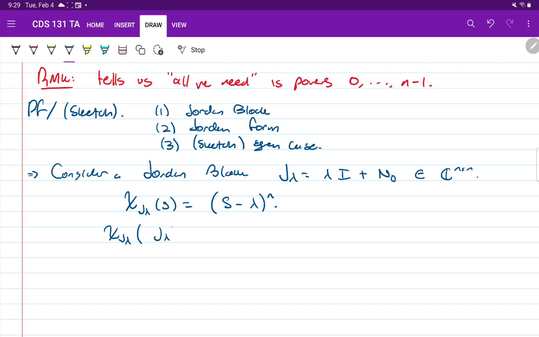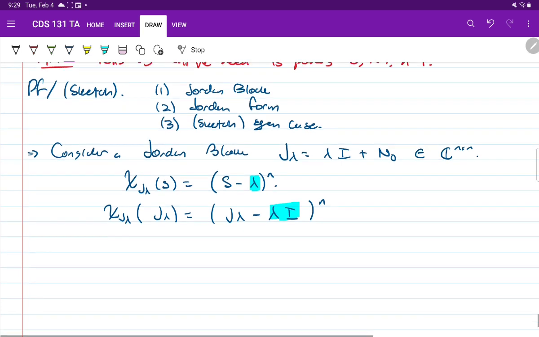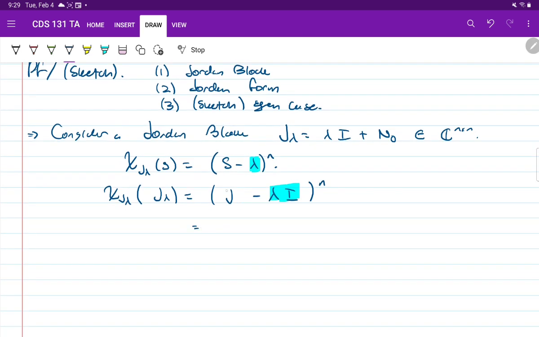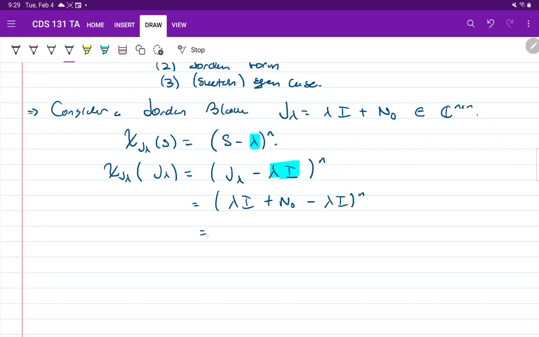We have χ_{J_λ}(J_λ) equal to (J_λ − λI)^n, where we replace this λ term with λI, since we're now working with a matrix expression. If we plug in the definition, we get (λI + N_0 − λI)^n, which equals N_0^n.